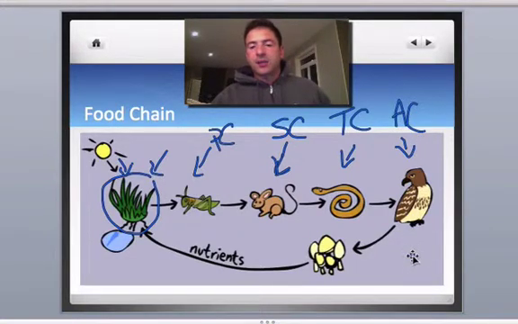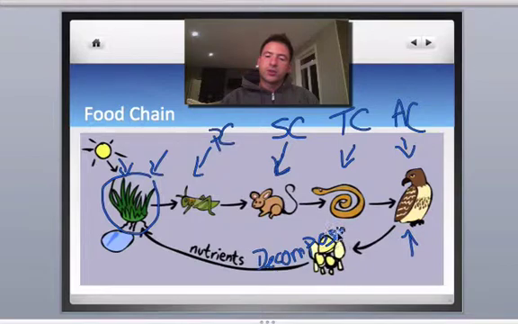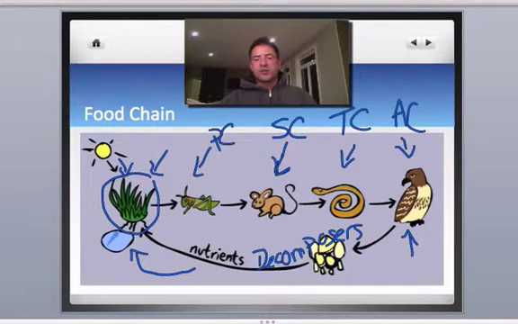Now, this apex consumer doesn't necessarily mean that it's not going to die, it's going to. But what's going to happen is it's going to die, and then these decomposers are going to break down the matter and the nutrients and release them into the soil so that they can be used by the producers to grow again. So the decomposers basically are recyclers. This apex consumer is eventually going to die, but the decomposers will break down this dead organism's body and release the nutrients so they can be used here.